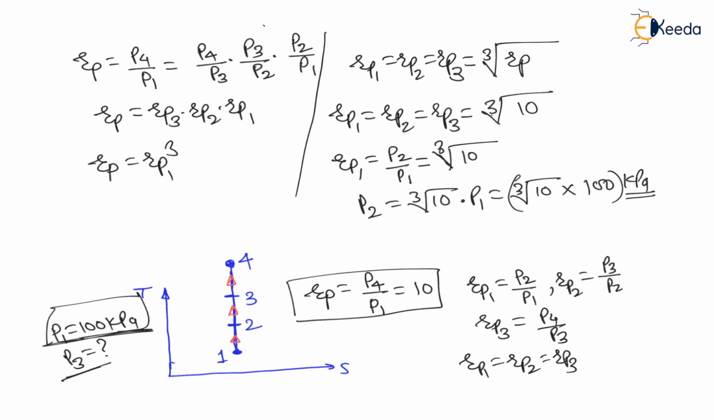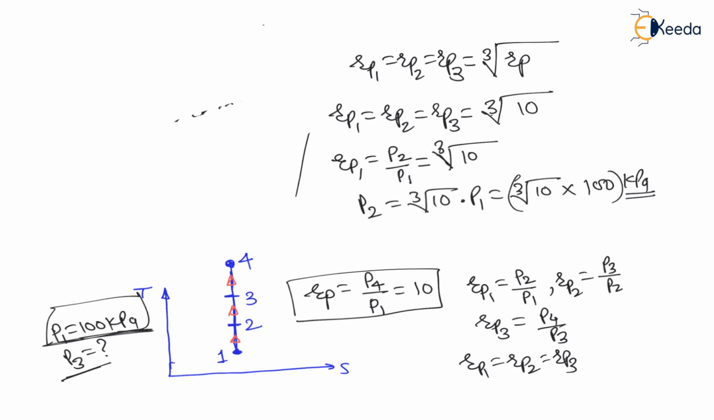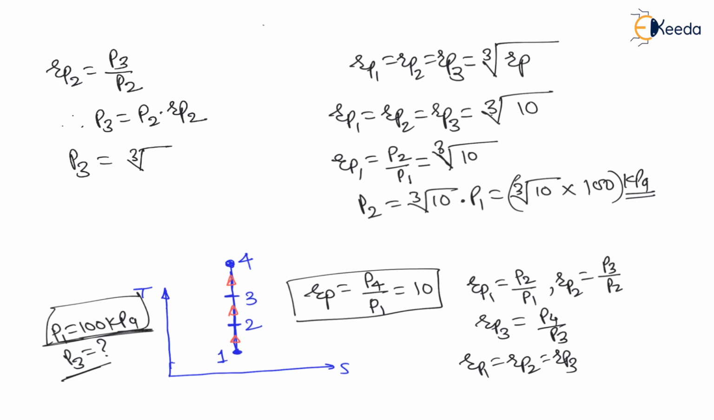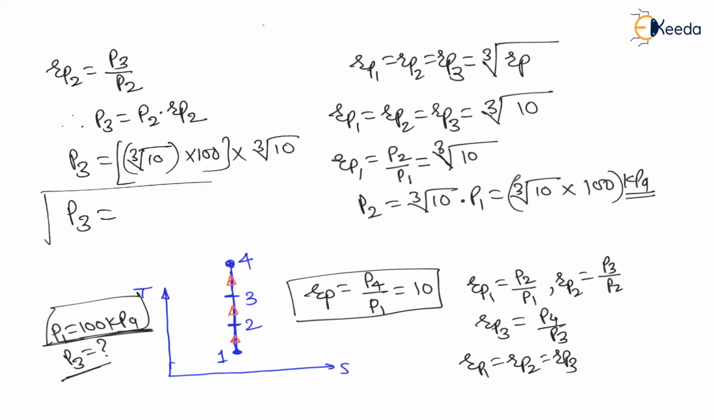If P2 were the question, then we would find this result. But here P3 is the question. So let us solve for P3. Again, the pressure ratio RP2 is nothing but P3 divided by P2. Therefore, my dear students, can we write P3 is equal to P2 into RP2, which is the third root of 10 into 100, which we just calculated, and the pressure ratio 2 is also the third root of 10. Therefore P3 is equal to, now put the values and calculate P3.